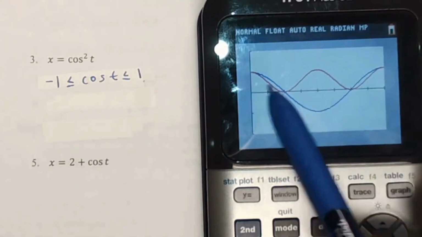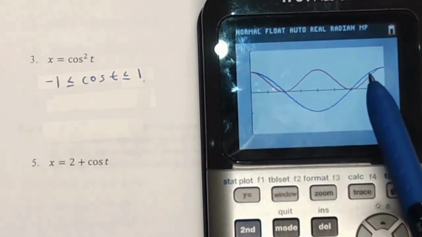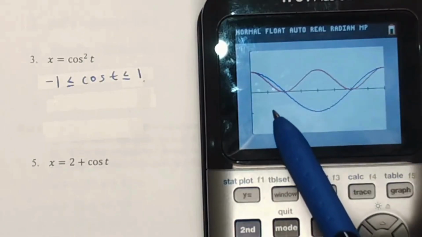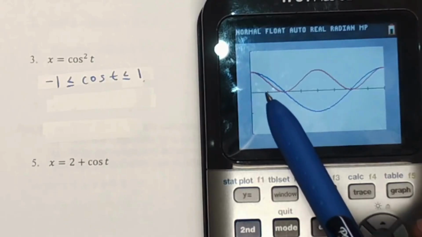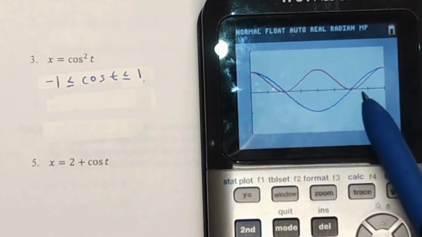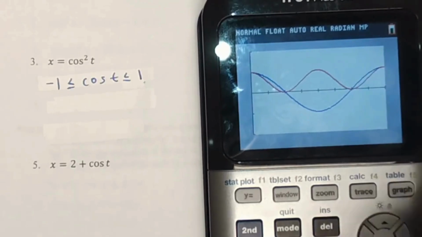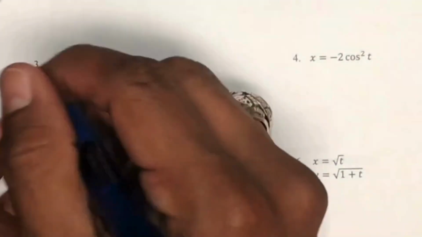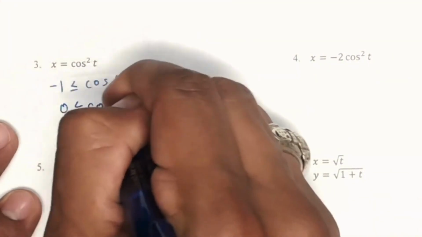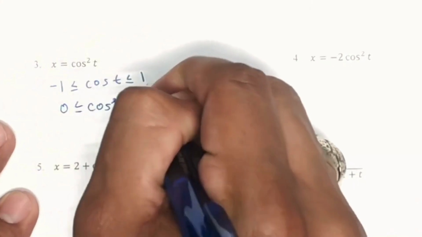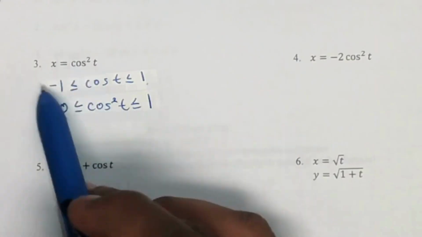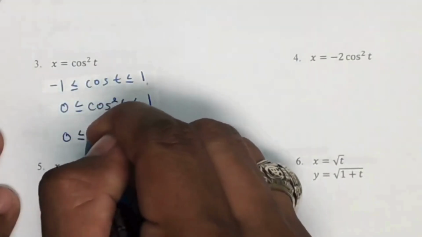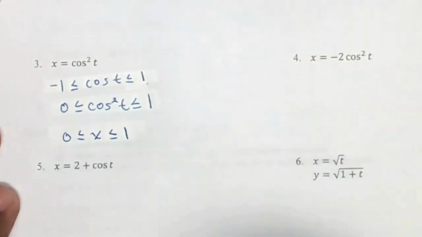I'll get a lot of students that think, oh, it's just going to be 1. Well, what about like a half? If you square a half, you get a fourth and all that other stuff. So what ends up happening when we square cosine is that it's stuck between 0 and 1. Writing that down, if I square cosine, that's going to be between 0 and 1. Well, cosine squared is our x value here. So we can say the restrictions on x are going to be between 0 and 1.